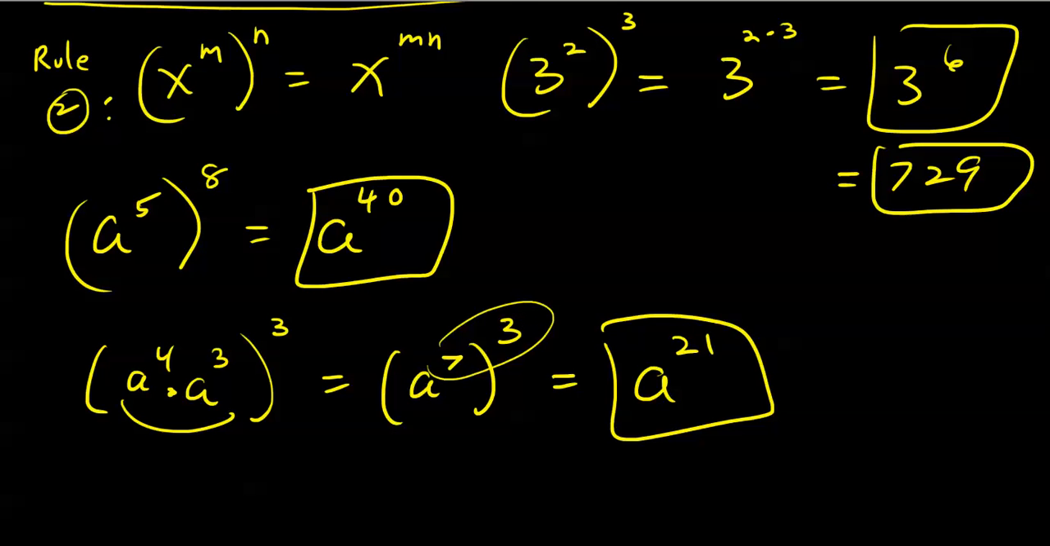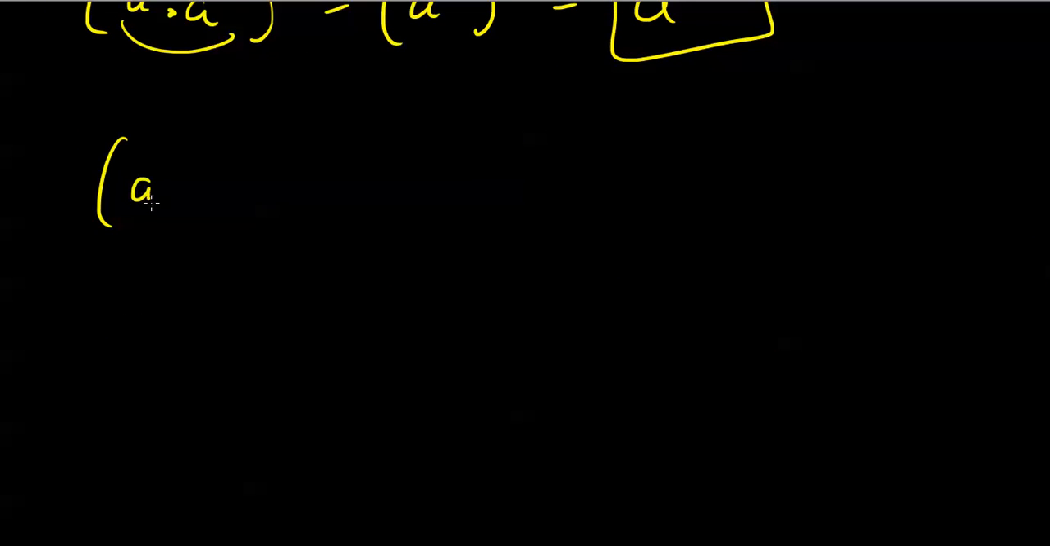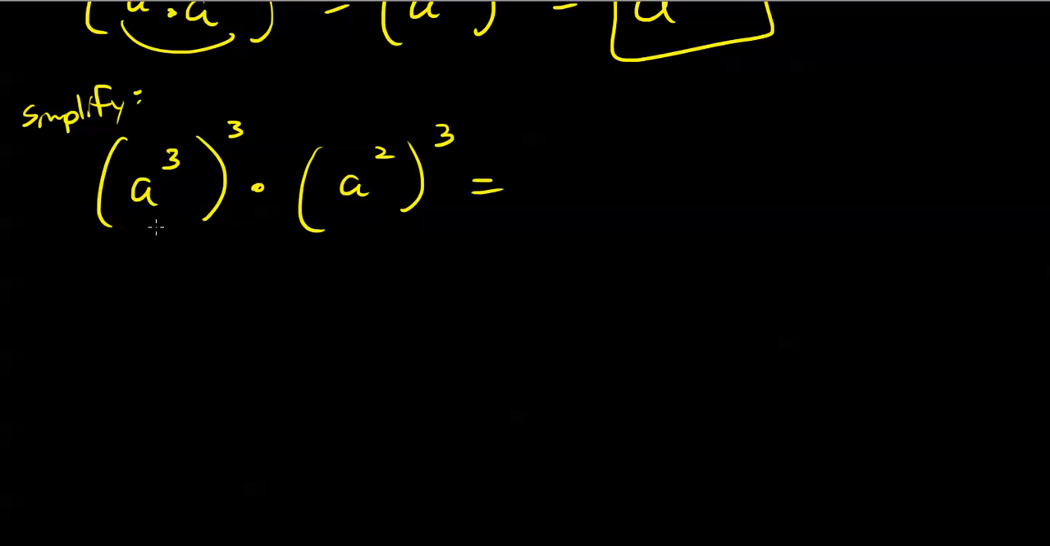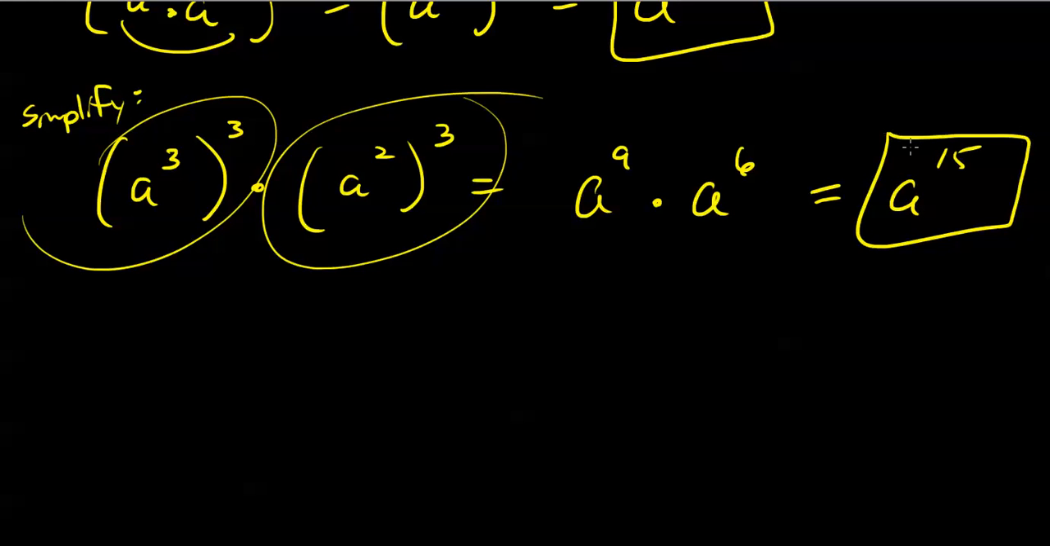And let's do another example of rule 2. Simplify the following exponent expression: a cubed cubed times a squared cubed. Alright, well, I can evaluate each of these exponent expressions according to rule 2 and then multiply the result according to rule 1. So I end up with a to the 9th power times a to the 6th power by multiplying those exponents. And now a to the 9th times a to the 6th is, of course, a to the 15th power. Alright, let's talk about rule 3 now.